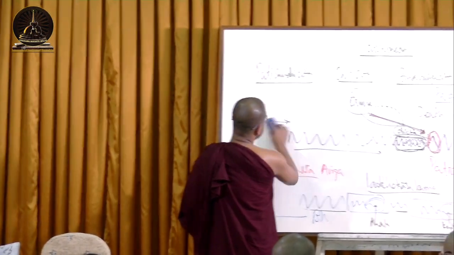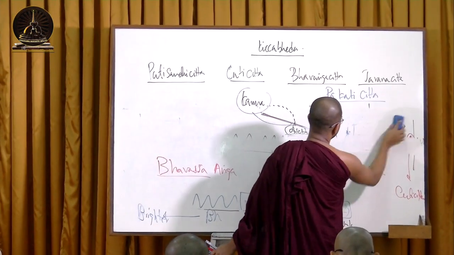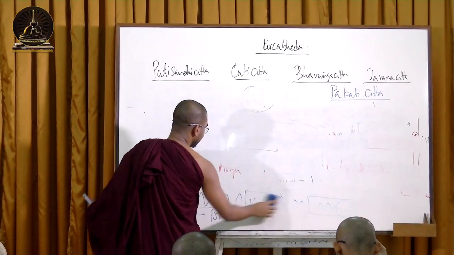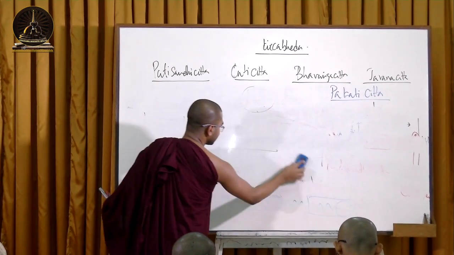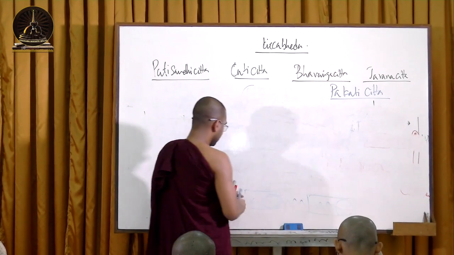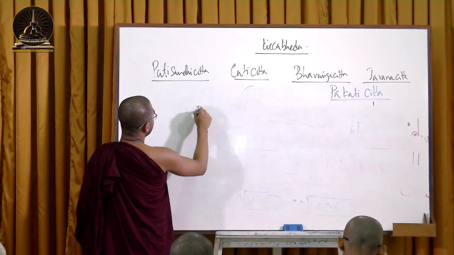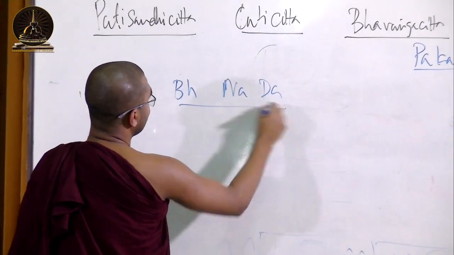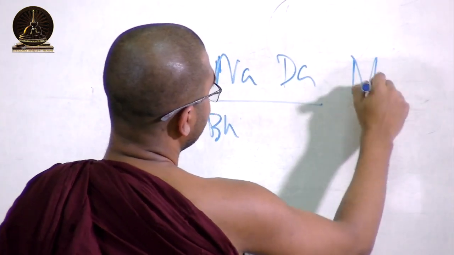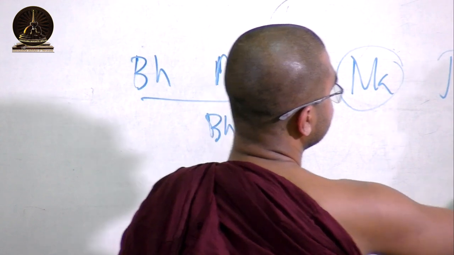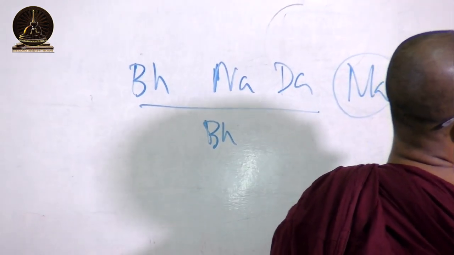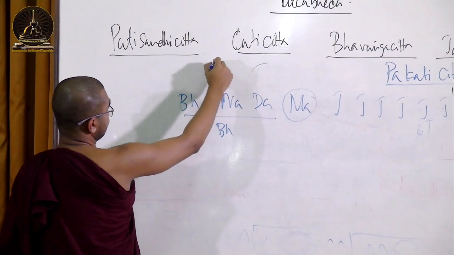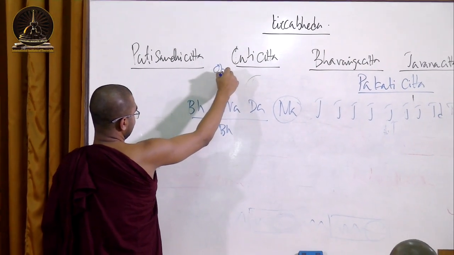So, for example, if we make it a process phenomenon, I have given three diagrams of the citta vīthi, showing how it works. For example, the bhavaṅga, and so these are all bhavaṅga, just names. And then we have the mind door adverting. Then we have seven javana.